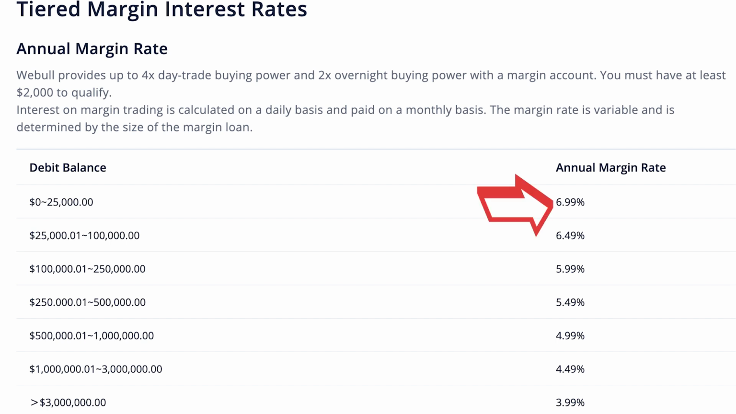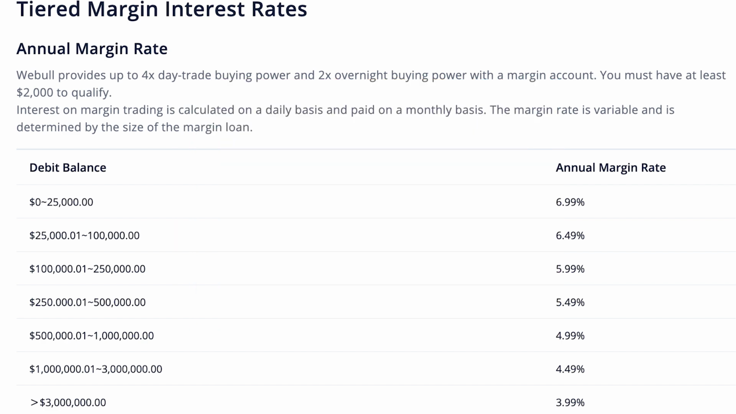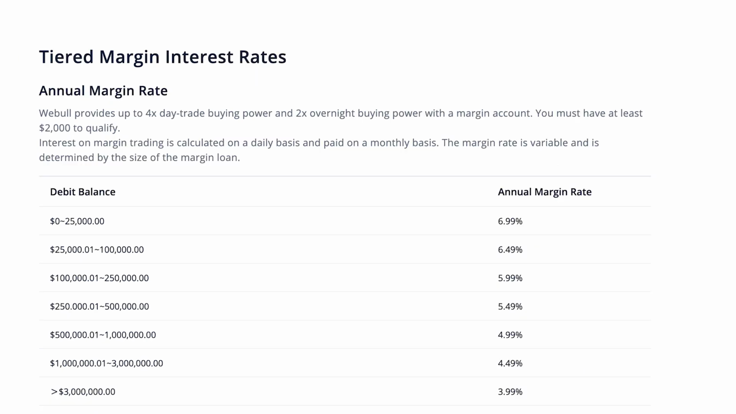And then you can see as it goes up, if you have some crazy margin that you're trading on, let's say you're Meet Kevin and you got millions of dollars and you're trading on margin, your interest rate of course goes down a little bit, or I should say your margin rate goes down the more that you use, but it isn't a waterfall effect. So for example, if you trade up to $25,000, you'll have 6.99.